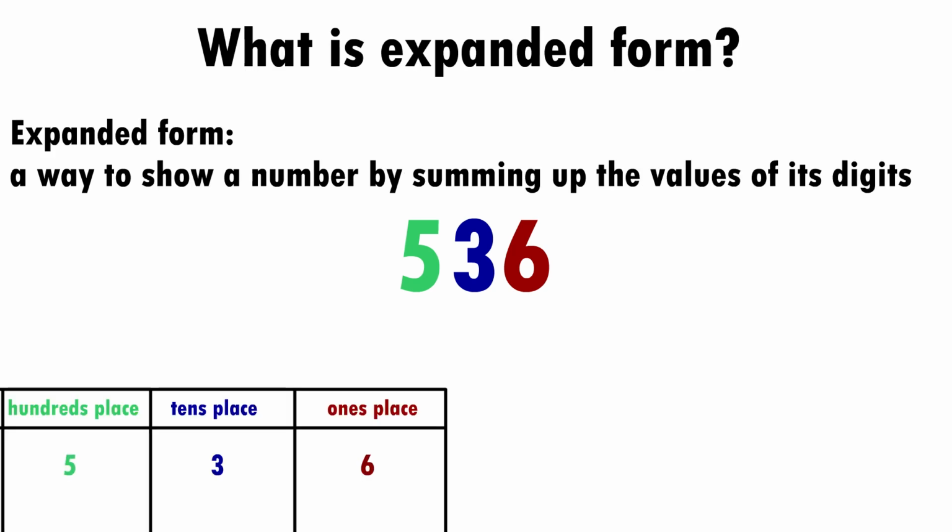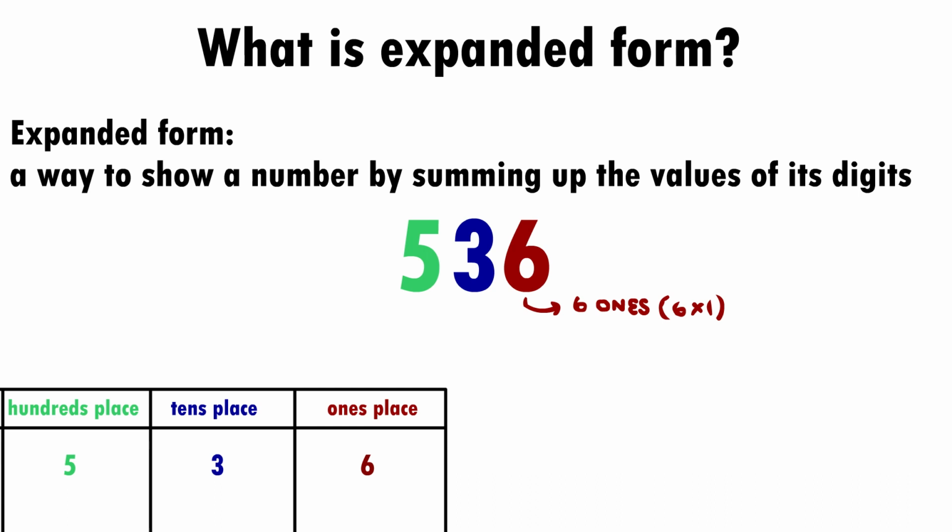Now, let's go back to expanded form. Remember, expanded form is a way to show a number by summing up the values of its digits. Let's use 536 for our example. We want to show 536 in expanded form. We have to keep in mind the placement of the digits in 536. Let's first start by looking at 6. Because 6 is in the ones place, that tells us that we have 6 ones. This is also like saying 6 times 1.